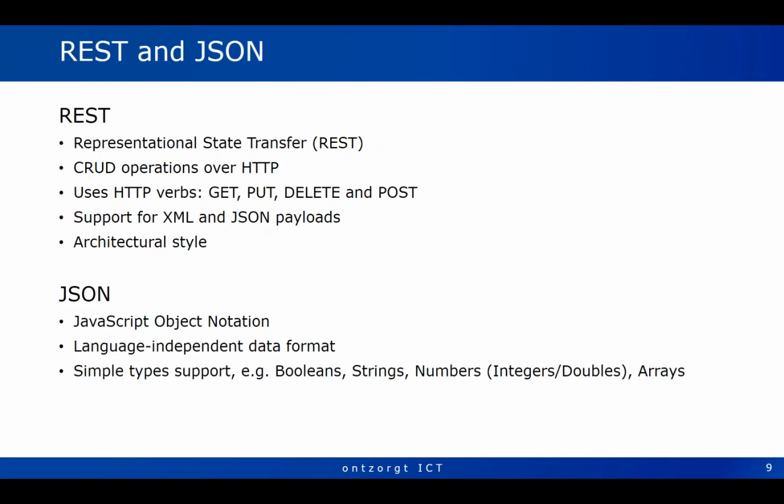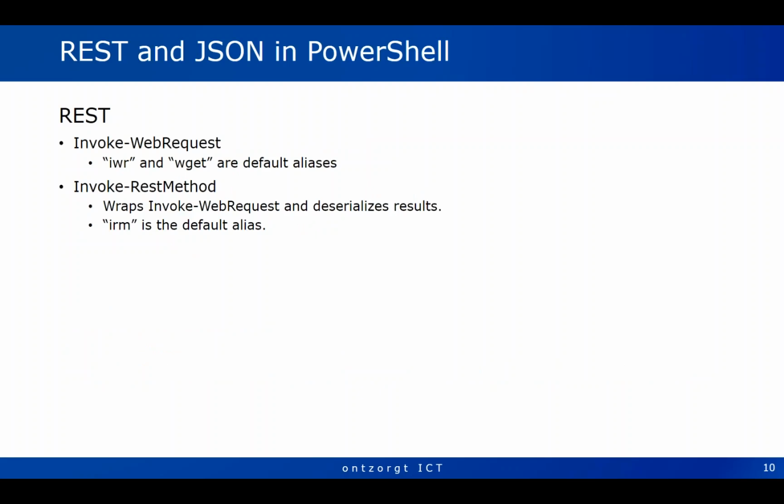So how do we do that in PowerShell? To talk to REST endpoints in PowerShell, we have Invoke-WebRequest and Invoke-RestMethod commandlets that we can use. Invoke-WebRequest is the standard HTTP GET request, which is the equivalent of using a browser. In version 3, the Invoke-RestMethod commandlet was made available, which wraps Invoke-WebRequest and does some serialization and deserialization for us. And we'll see more of that in a second when I dig into some demos.